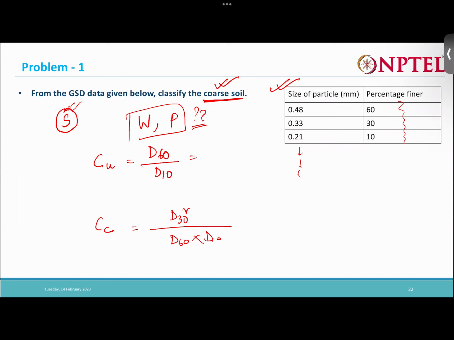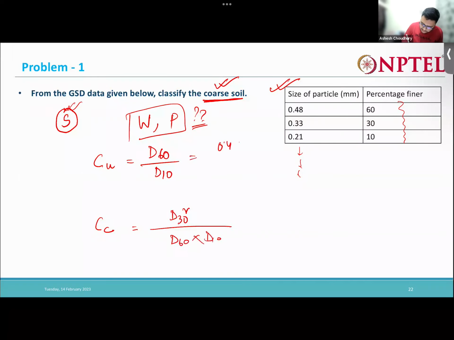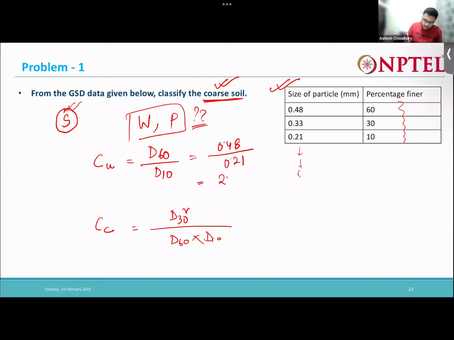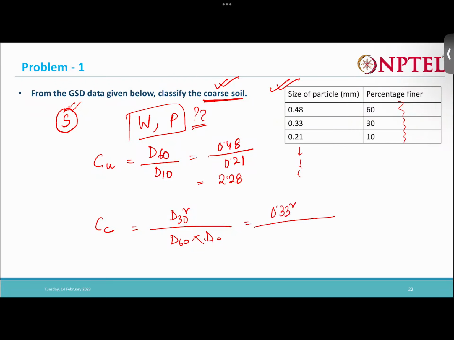D60 is 0.48. What is D10? 0.21. So what is our coefficient of uniformity? It will be 2.28. Now let us find out our Cc. So what is our D30? It's 0.33, D60 is 0.48, and D10 is 0.21. So it is 1.08.